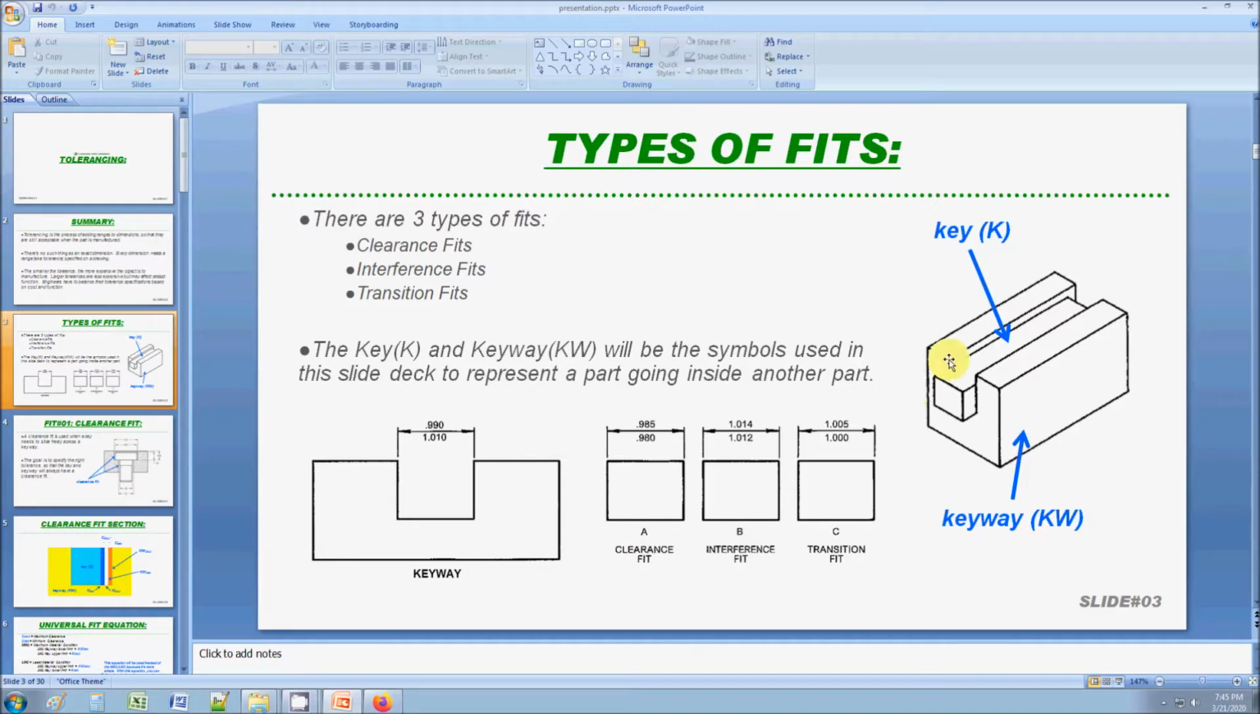A clearance fit means you guarantee that the key is going to slide in and out easily. An interference fit means that the two are going to compress. You guarantee an interference, and it's not going to slide. It's going to be like a press fit. It's going to stay there. Transition fit can be either or, but these are the two more common ones.